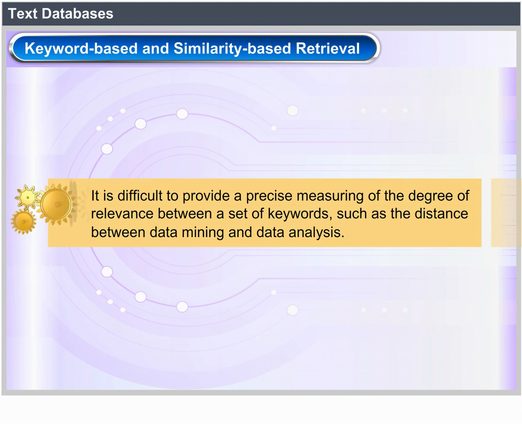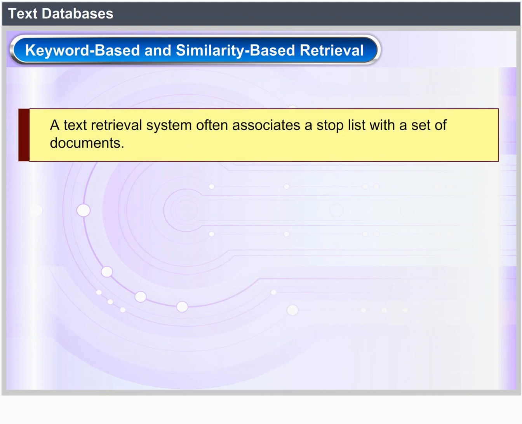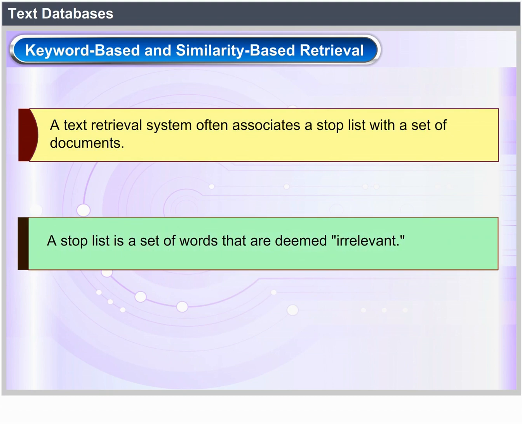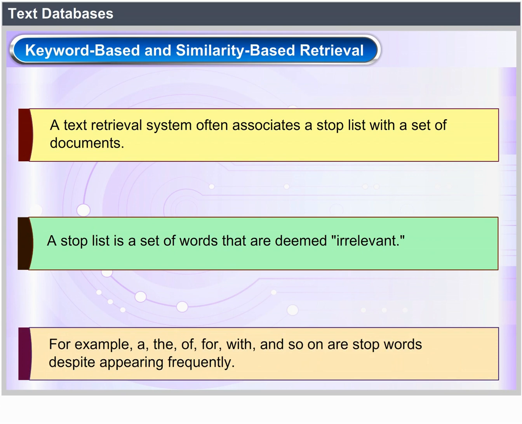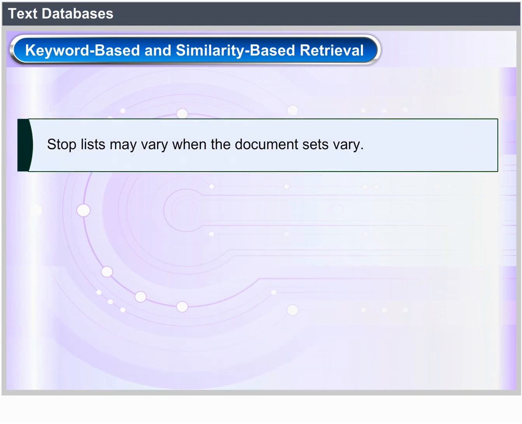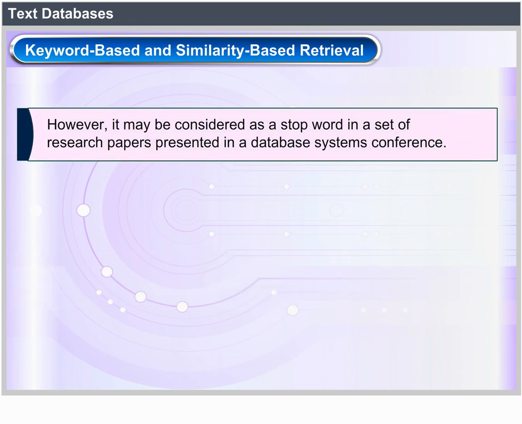A text retrieval system often associates a stop list with a set of documents. A stop list is a set of words that are deemed irrelevant. For example, a, the, of, for, with, and so on are stop words even though they may appear frequently. Stop lists may vary when the document set varies. For example, database systems could be an important keyword in a newspaper. However, it may be considered as a stop word in a set of research papers presented in a database systems conference.